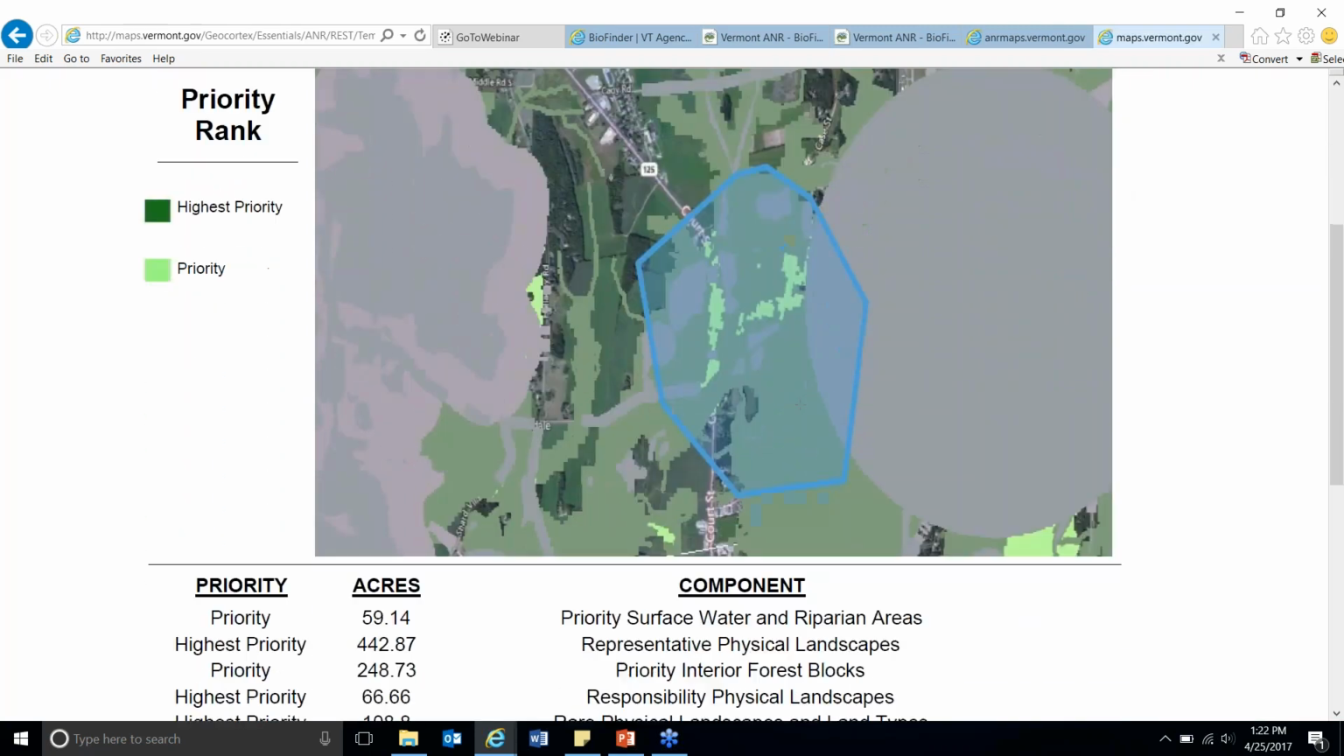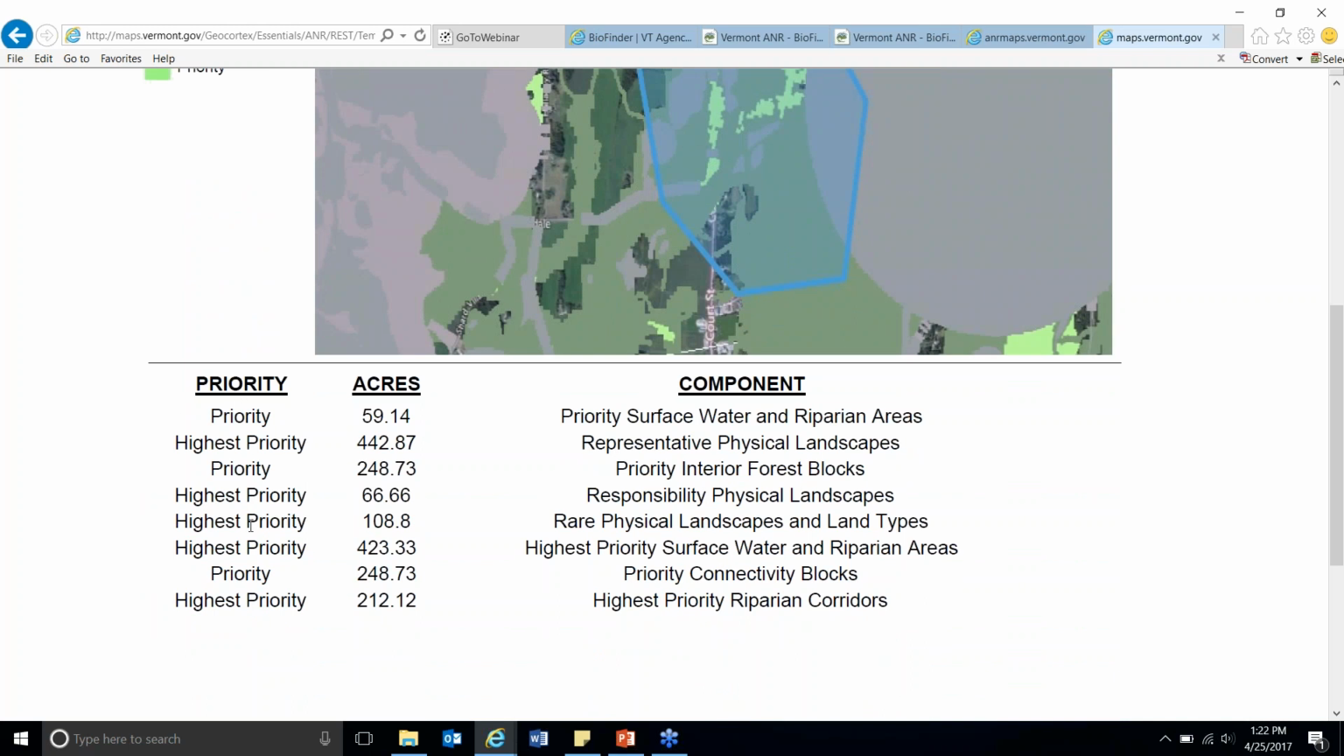And here's what it looks like. It'll give me a picture of that area that I drew. And then it tells you what the priority is, what the component is. So priority surface waters and riparian areas, there's 59 acres in that area. You can look for the places with the most acreage, which doesn't necessarily mean it's the most important. But this is a tool for giving you a really good profile of what you have to work with in an area of interest. Now keep in mind that many of these different layers overlap. So if you add up the acreage, you will not get the acreage of that entire polygon because there are many layers overlapping.